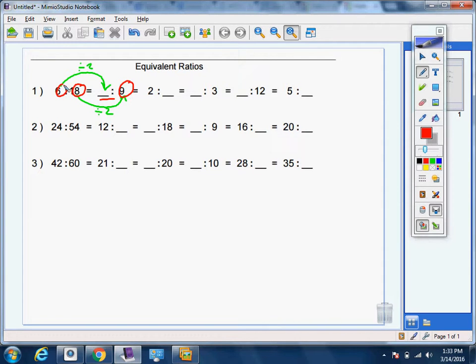This 6, where's my blue? There's my blue. This 6 now goes with this 2. How did the 6 become 2? The 6 became 2 because I did what? You divided it by 3. So now to find this one, I take my 18 and I have to do the same thing. Sorry, arrow should go that way.